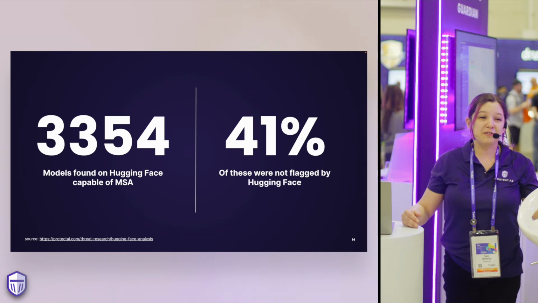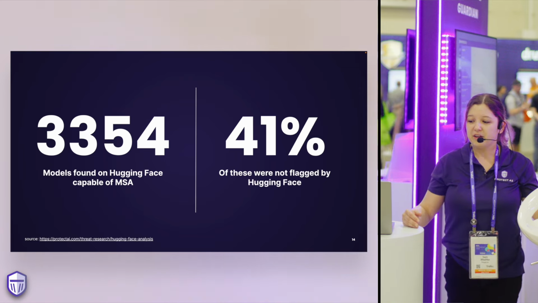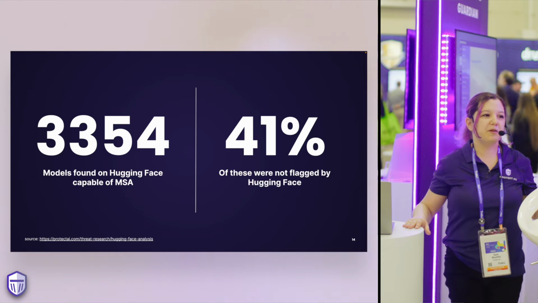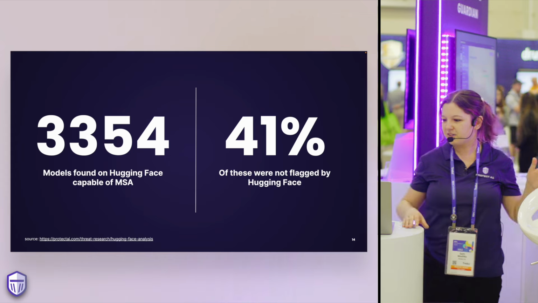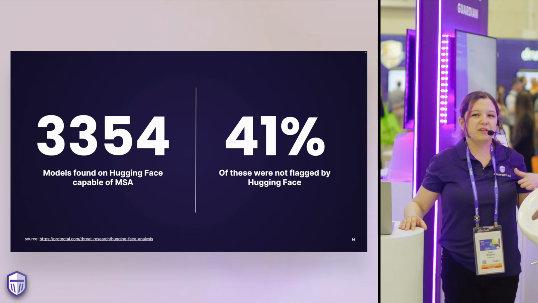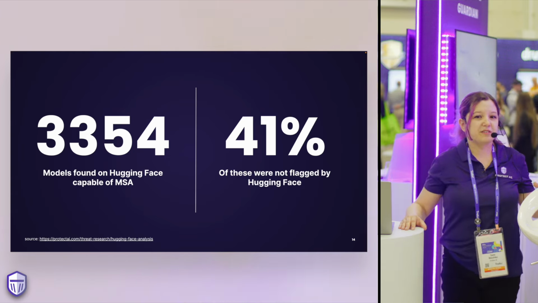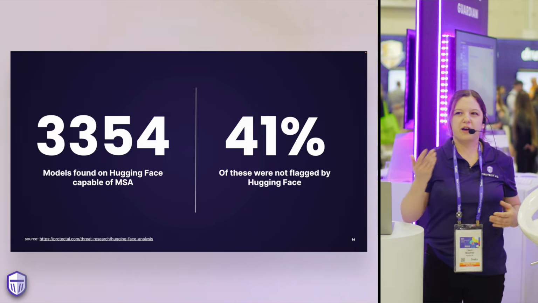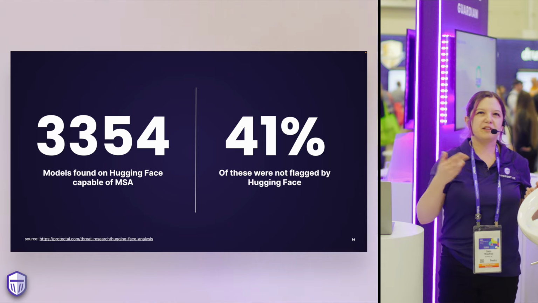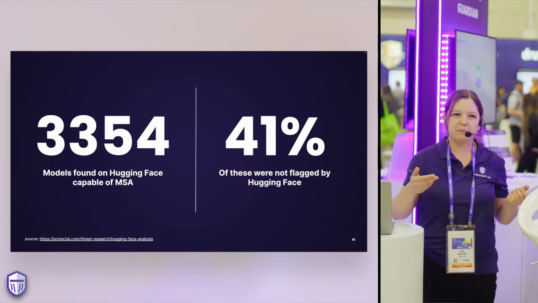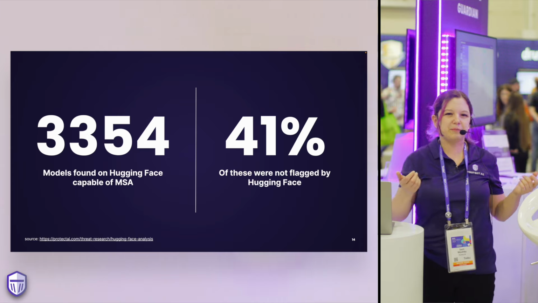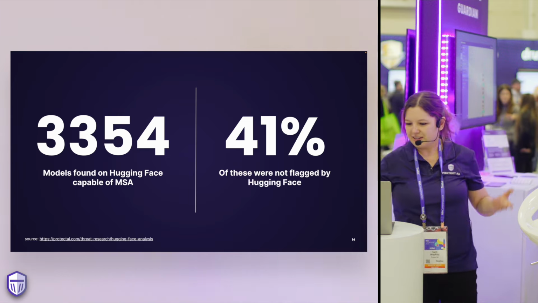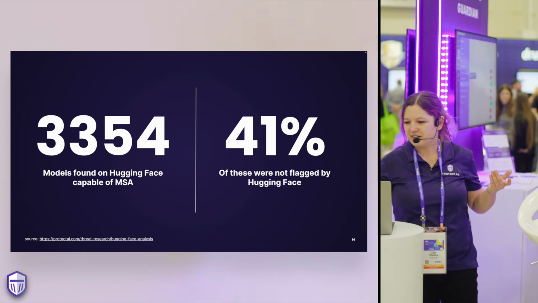We found 3,354 files on Hugging Face currently, just publicly available, that are capable of model serialization attacks. And 41% of these were not flagged by Hugging Face. Hugging Face runs Pickle Scan, which is an open source, very basic model serialization attack detector, but it doesn't catch everything. It doesn't have a complete list of operators or formats. So you can't trust any of these implicitly.